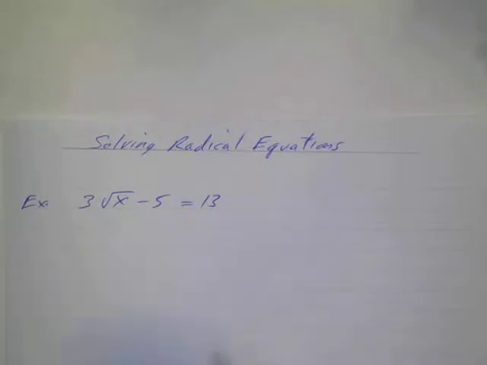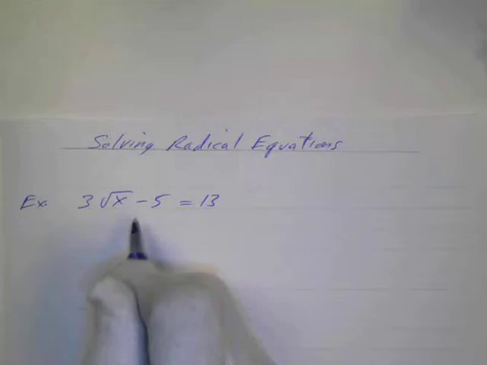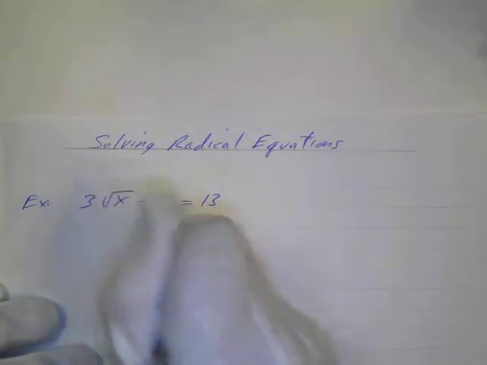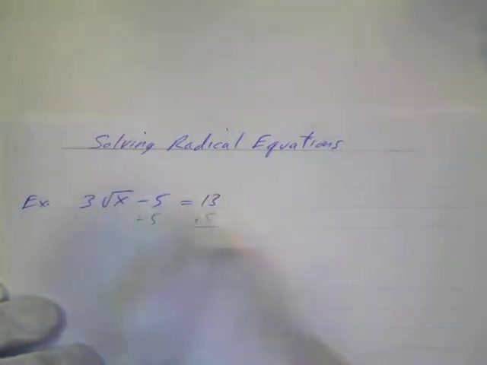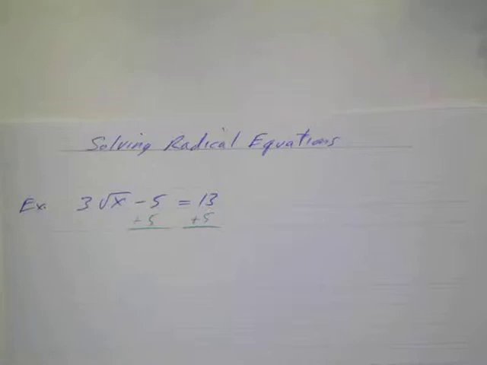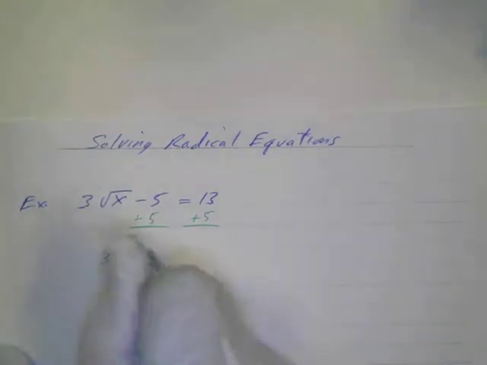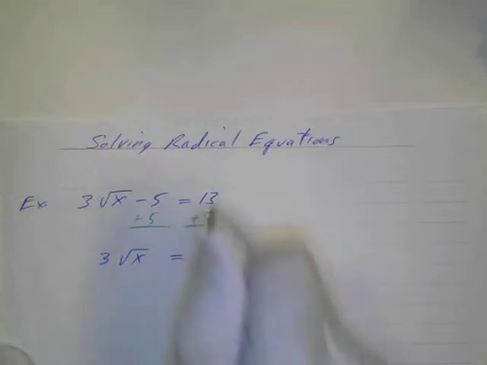So first of all, the first thing we're going to do is isolate the radical. In other words, it's just like an equation, just like solving for x. What's the first thing you do? Well, you would add 5 to both sides. So if I add 5 to both sides, I get 3 times the square root of x equals, and then 13 plus 5 is 18. Then I would divide both sides by 3.